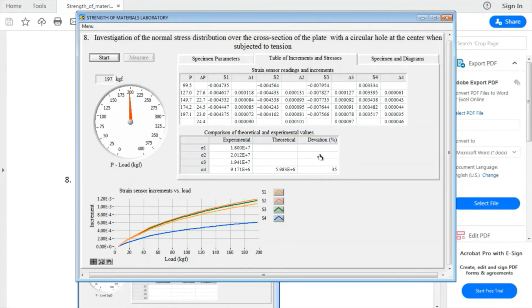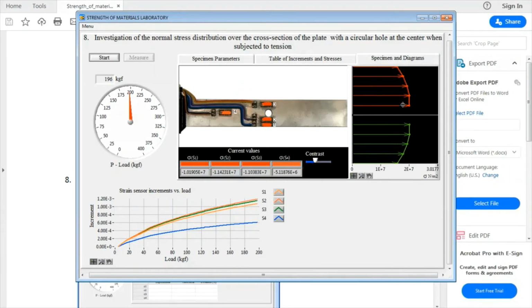This summarizes our results, and in the figure I can see that there will be stress concentration close to the hole. At the edges, 1 and 2, you have less stress, but this value is increasing as we approach the center of the hole, and we have the results for the sensors 1, 2, 3, and 4, all of them.